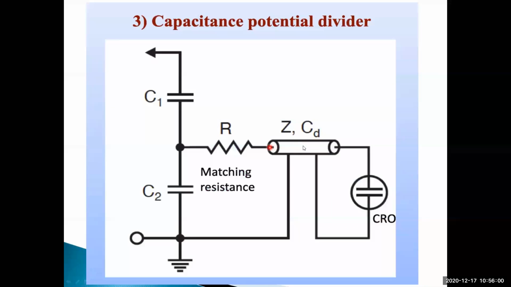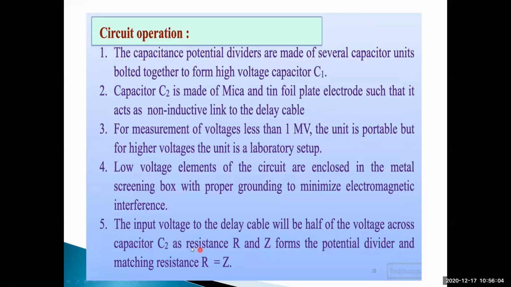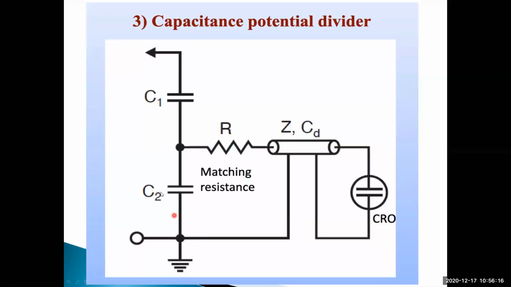The input voltage to the delay cable will be half of the voltage across the capacitor C2, as resistance R and Z form a potential divider and matching resistance R is equal to Z. Understood? So the input voltage of the delay cable will be half of the voltage across the capacitor. Why? Here we have to maintain half of the voltage.